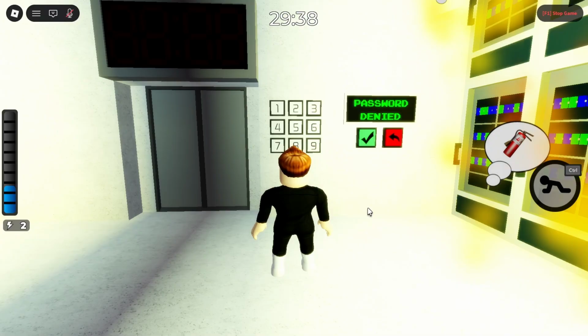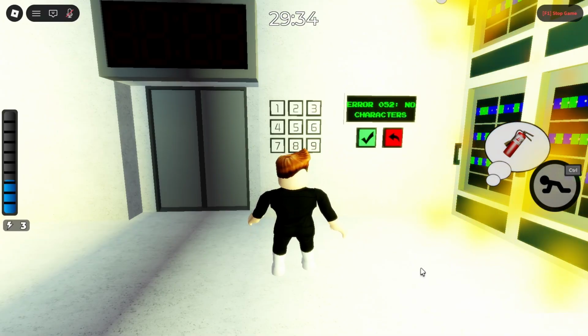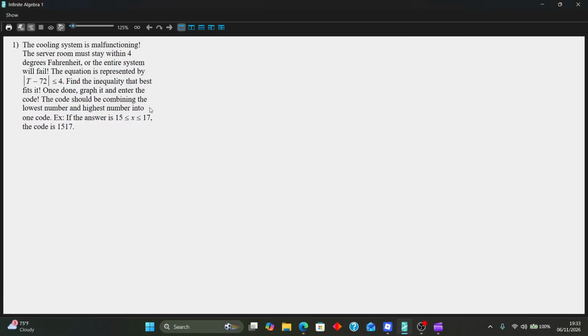Aw, man. Alright, no guessing allowed. Okay, we're going to have to just solve this by ourselves. They gave me this problem, it's a real-world function. The cooling system is malfunctioning. The server room must stay within 4 degrees Fahrenheit or the entire system will fail. The equation is represented by T minus 72 is less than or equal to 4. Find an inequality that best fits it.